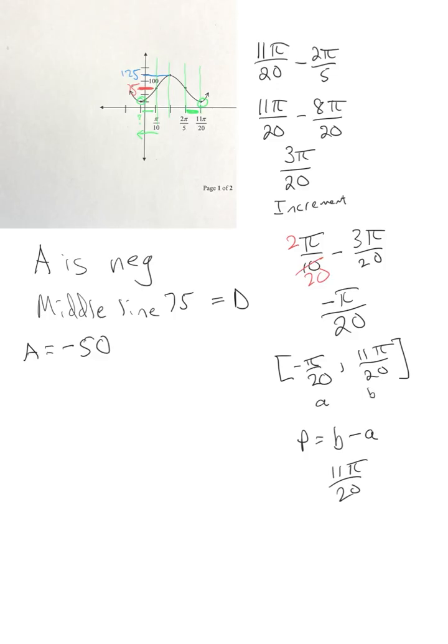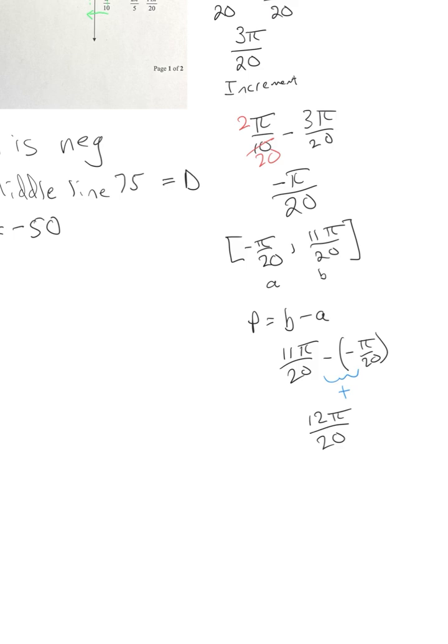11/20. Now you got to watch this. It's minus from the formula, but another minus pi over 20, which then makes that a plus. So 12 pi over 20 reduces to, see, both divisible by 4, so 3 pi over 5.